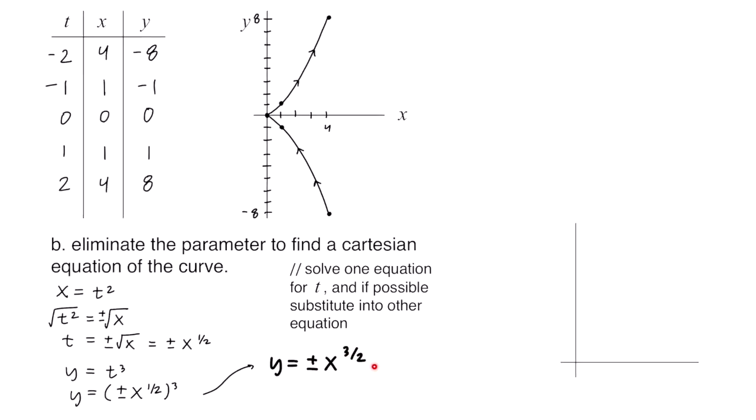And finally, if we were to plug this into a graphing calculator, you would do y equals positive x to the 3/2, and that would give you this part of the curve. And then you would also do another y equals negative x to the 3/2, which reflects across the x-axis and gives us this bottom half of the graph.